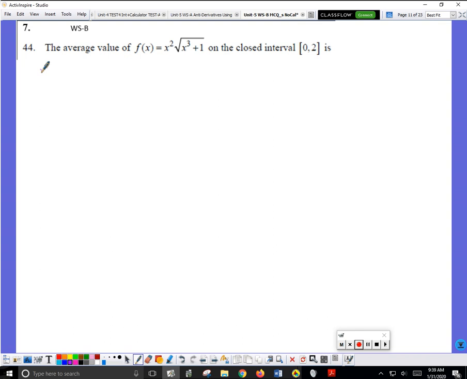We got 1/2 the integral from 0 to 2 of x squared square root of x cubed plus 1 dx. I rewrite that as 1/2 integral from 0 to 2 of x squared times (x cubed plus 1) to the 1/2 power.